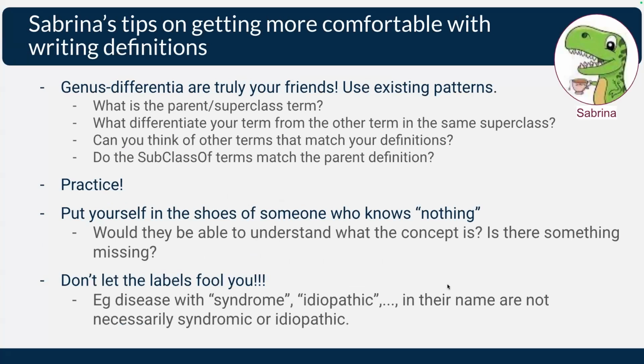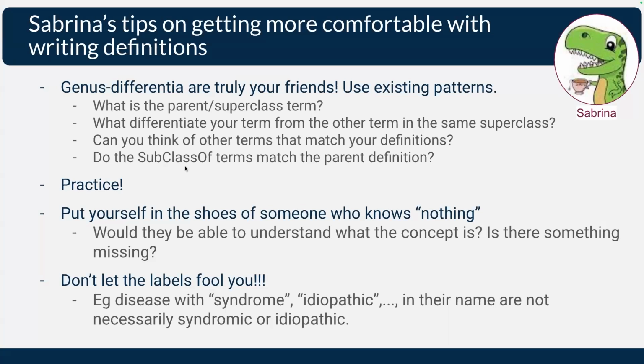I want to finish by giving you some tips because I know that especially if you're new to curation and to ontology development, it's a little bit tough. So how do you go about writing definitions? Really seriously, genus differentia is really your friend. And use the pattern that exists.